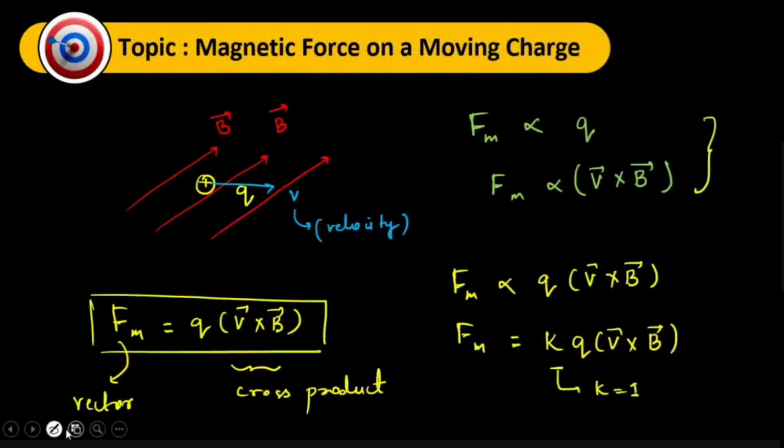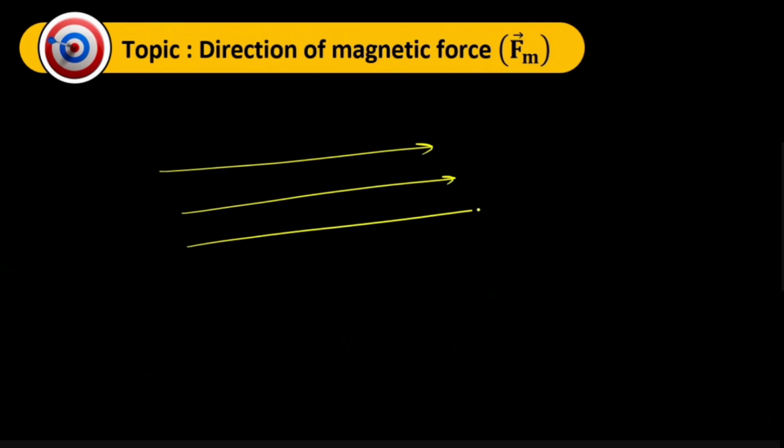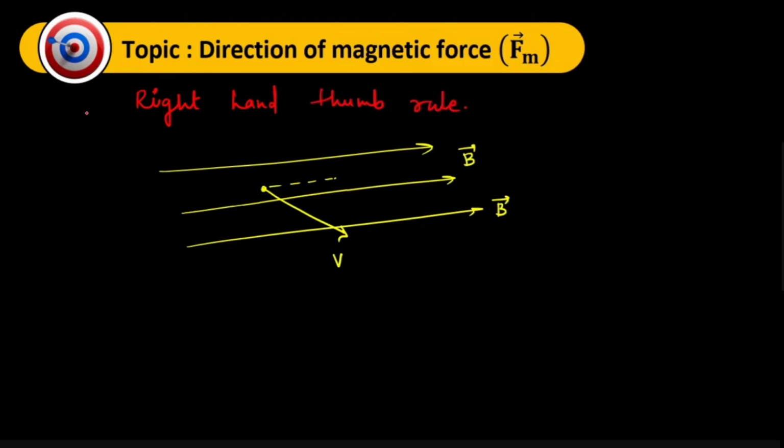And in order to understand its direction, we have already seen it. If there exists a magnetic field in this direction and a charged particle is supposed to move in this direction with some velocity, you have to use your right hand to find out the direction. The direction is given by the right hand thumb rule, which we saw in the last class in order to understand the direction of field also.